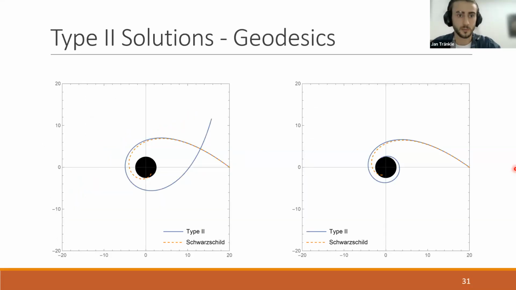And again, to build some intuition, let's look at some geodesics. And here we basically have the opposite behavior as in the type 1 solutions. So we find that in the Schwarzschild geometry, a particle would actually fall towards the black hole, but in the type 2 solutions, this particle can escape back to infinity. But also, if you choose the initial conditions accordingly, we can have geodesics that end, so that reach the would-be horizon in finite proper time.